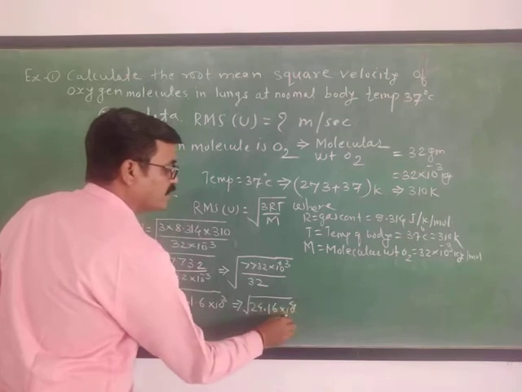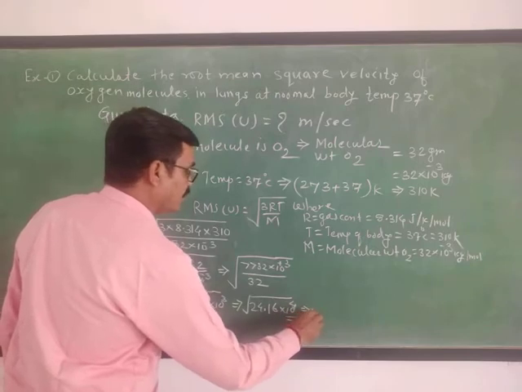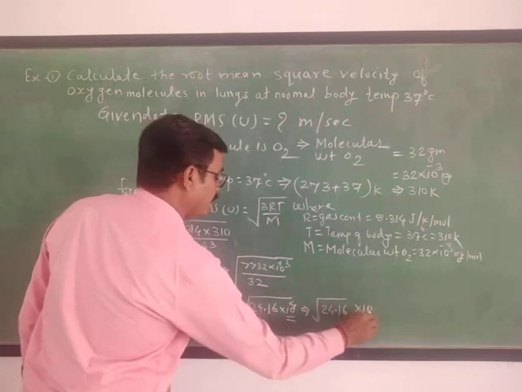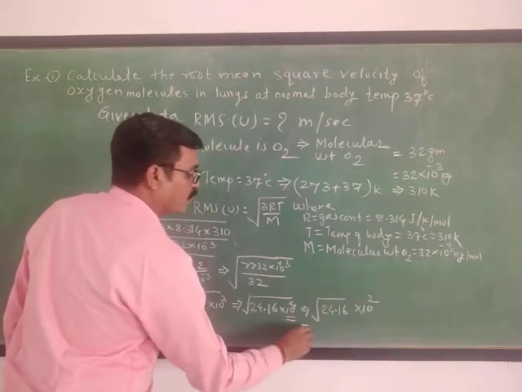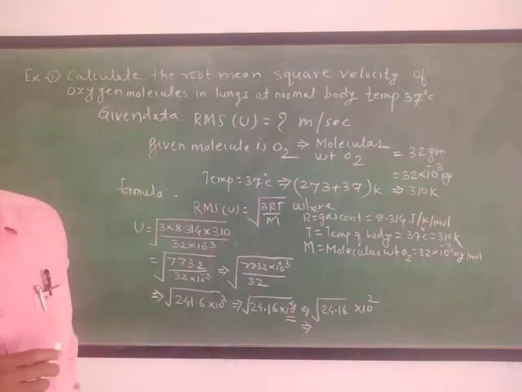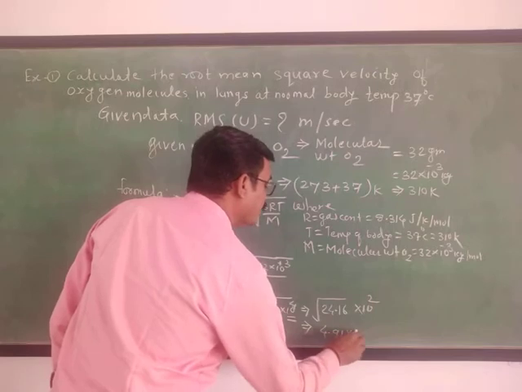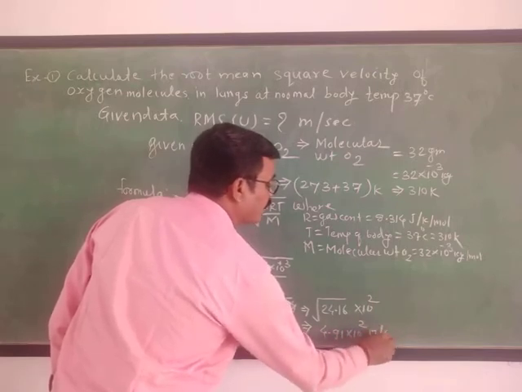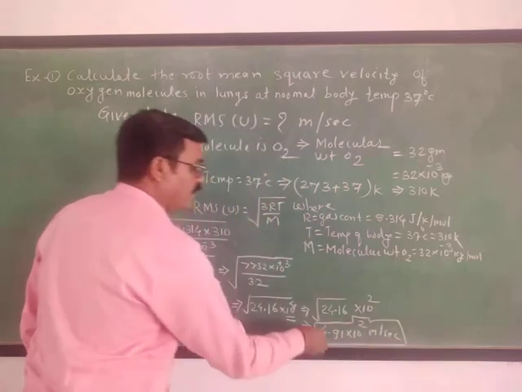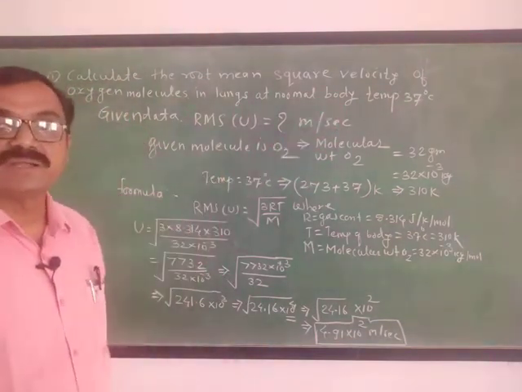So when the term 10 raised to power 4 comes out of the square root, it becomes 24.16 under root, and 10 raised to power 2. Now the square root of 24.16, if taken on a calculator, will be 4.91 into 10 raised to power 2 meter per second. This is the value of the RMS velocity of oxygen absorbed in the lungs at a temperature of 37 degrees Celsius.